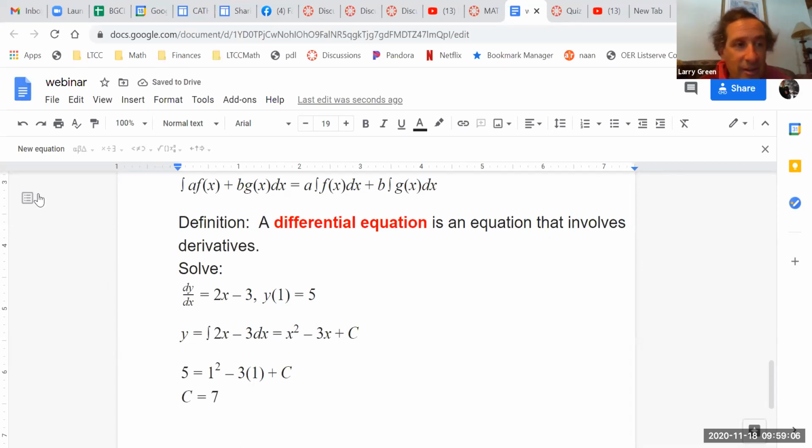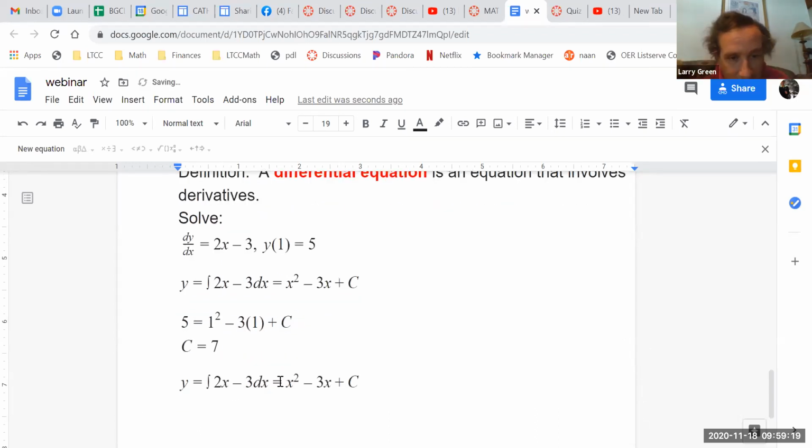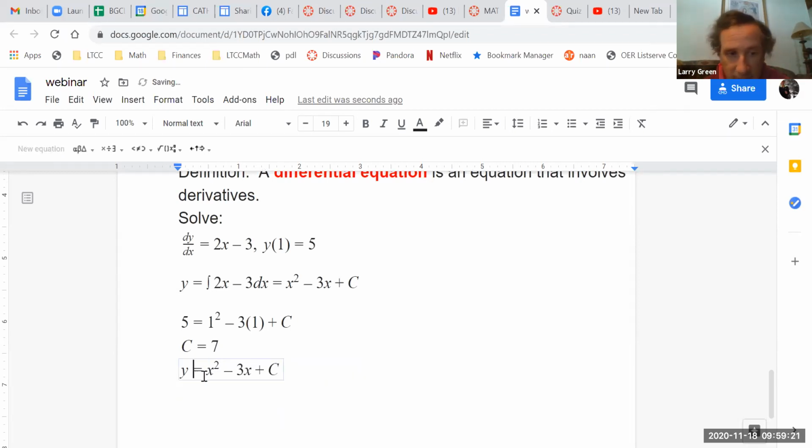So now we can write down our answer. Actually, the easiest thing to do is copy and paste. Get rid of the integral part. The answer is y equals x squared minus 3x, and then c is 7, so plus 7. How do you check your work, by the way?